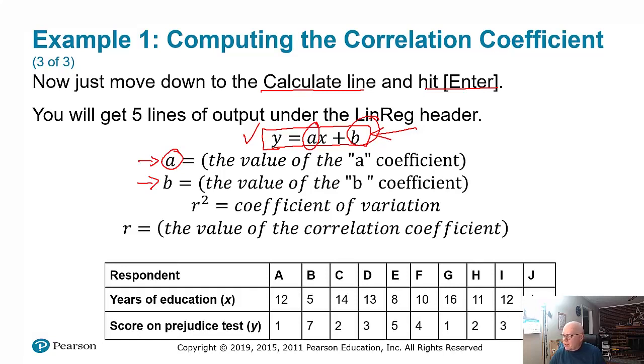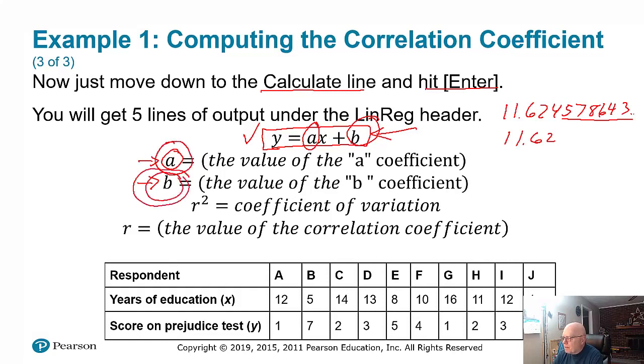And you can write it down using that a and that b. Now, if you see something like 11.6245786 and so on, you might want to just slip that down to 11.62. Don't worry about all those other digits. They probably are not significant. So you can reduce the number of digits you're going to use for a and for b. Write down your equation, you're in business.